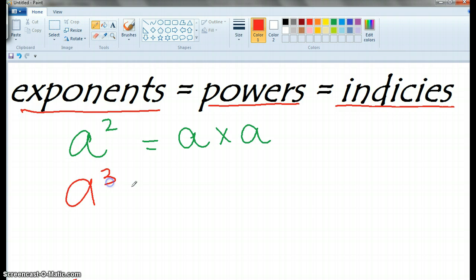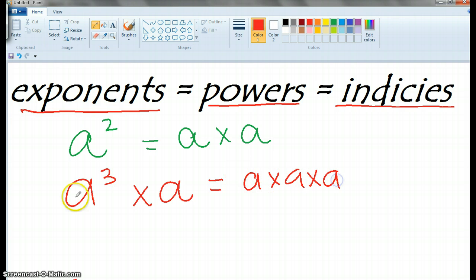So if I said a cubed times a, would anyone have any idea what that would be? Yep. a times a times a for this guy here, and then times a. And how could I simplify that? Write it in a tidier fashion. Yep. a to the power of 4. Okay? So it's like you're multiplying the same number together lots of times. There's a shortcut, a short way of doing it.